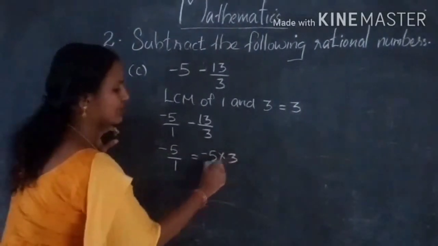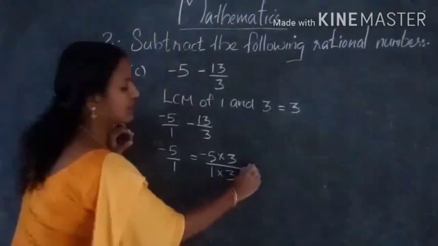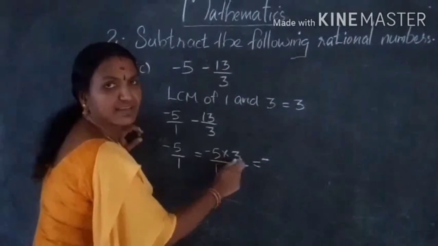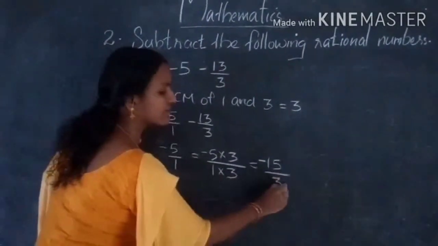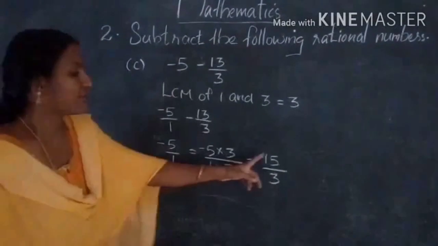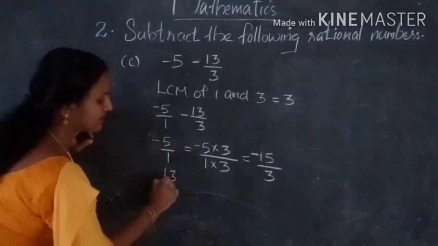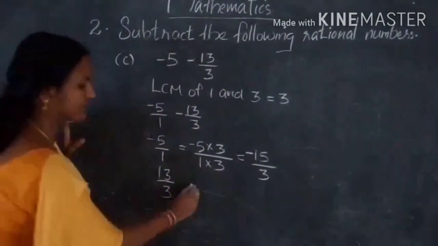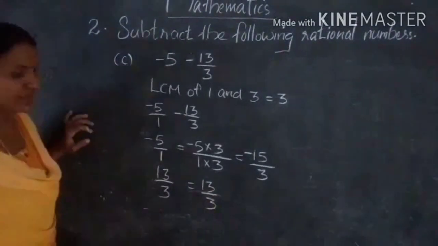Minus 5 into 3 divided by 1 into 3 is equal to minus 5 into 3. 5 3s are 15 divided by 1 3s are 3. Minus 15 by 3. The second fraction, 13 by 3. Here the denominator is 3, so we write the same number. 13 by 3 is equal to 13 by 3.